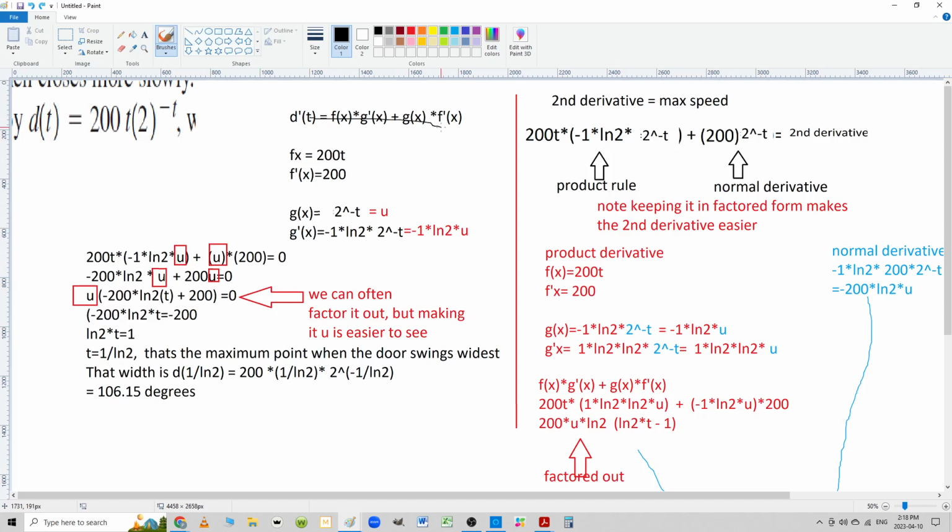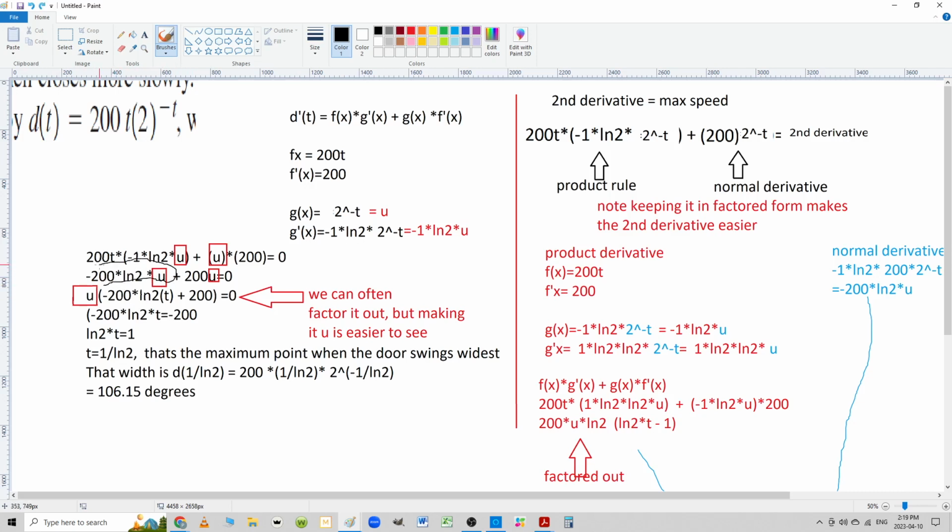That means if I put it into here, f of x is 200t times g prime of x, which we've determined is this, plus g of x, which we've determined is u, times f prime, which we've determined is 200. As you can see, there's going to be a u on the right and the left, and there's a 200 on both sides. And there's almost a ln 2, but there's not. Well, just to make things easier, the first thing I'm going to do is factor out a u.